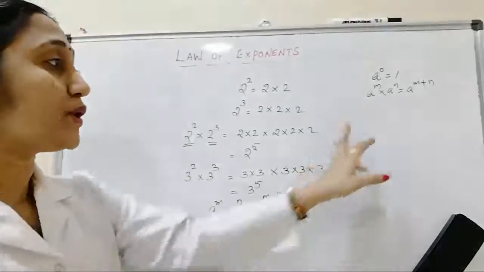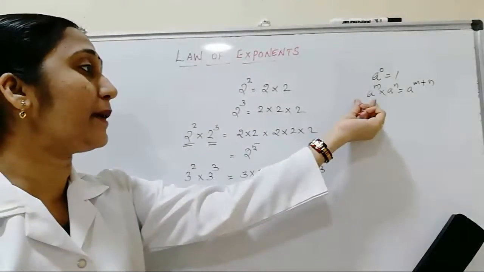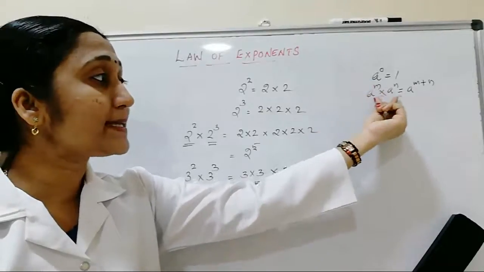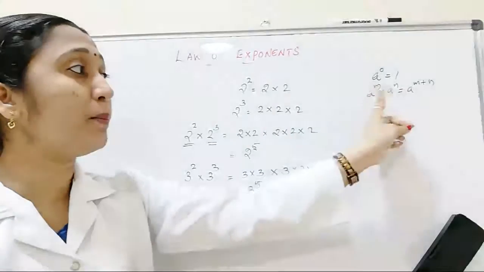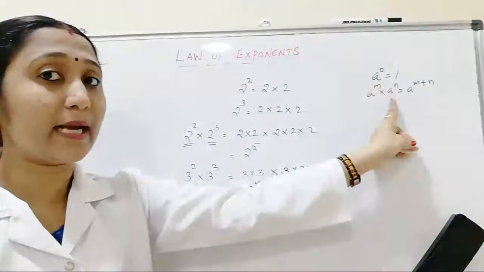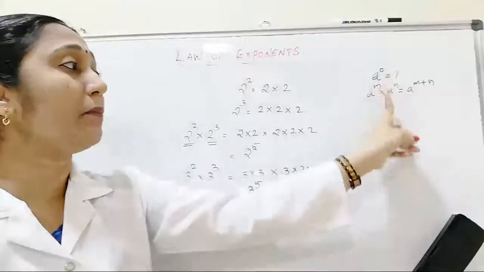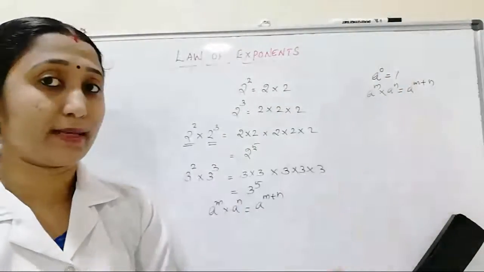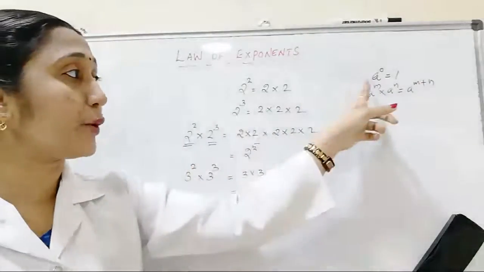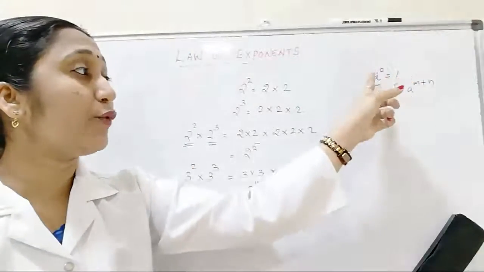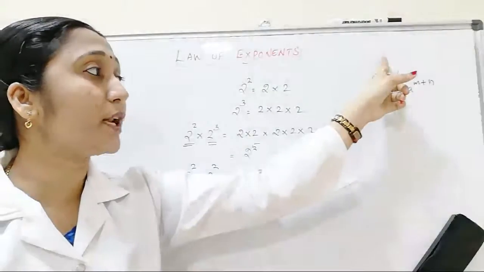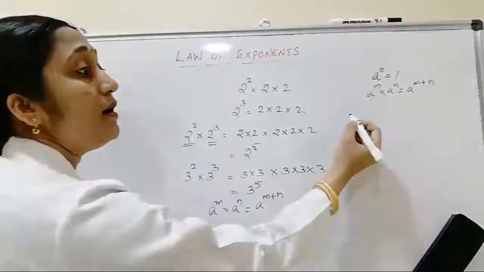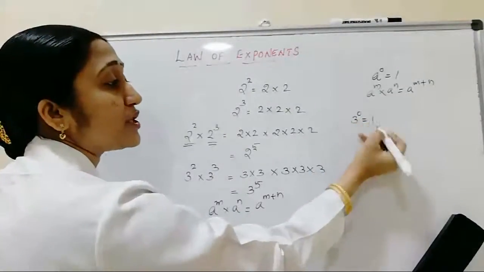Yes, Saju. First of all, a is the base and m is the power. So the two bases are same, then you have to add the two exponents. That means a raised to m into a raised to n is nothing but a raised to m plus n. First of all, you have to know about a raised to 0. Any real number to the power 0 is equal to 1. For example, 3 raised to 0 is nothing but 1.